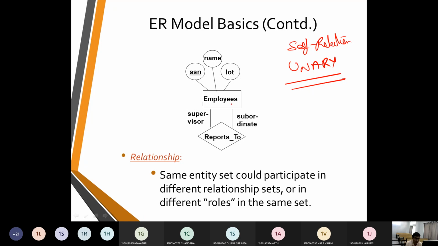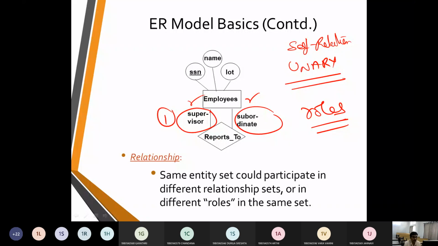In this unary operation, employee belongs to the same set, subordinate also belongs to the same set. So, assume there are two roles. Role number 1 we are going to call supervisor. Role number 2 we are going to call subordinate. And roles 1 and 2 belong to the same entity set called employee, and they report to each other. Now such a thing we are going to call unary.